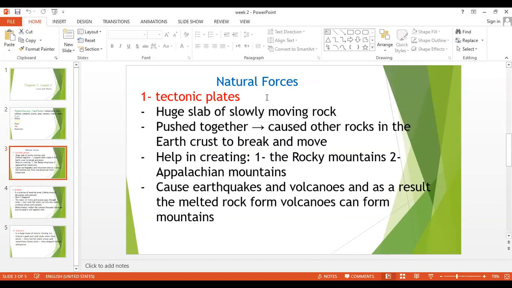Okay, natural forces. This is our lesson. We start with natural forces. What is the meaning of natural forces? Natural forces, guys, are some operations that happened and shaped the land of the earth. Again, what is the meaning of natural forces? Natural forces means some process happened and this process shaped the land of the earth.